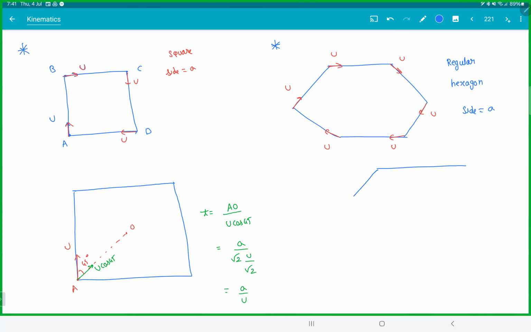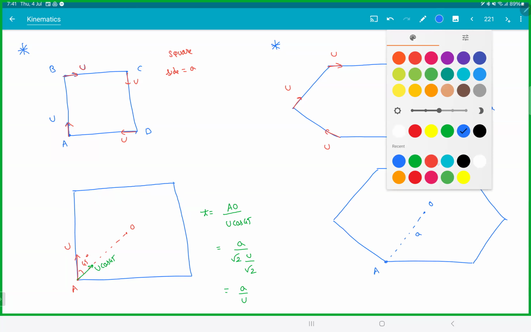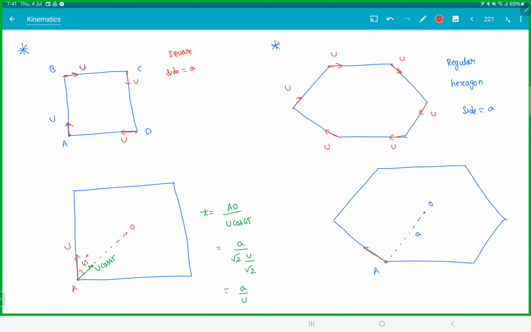Same thing for the hexagon. This is A. Now A to O, the distance is A only. It's an equilateral triangle there. If this guy is going with you, this angle is 60. So this component is U cos 60. The time will be A by U cos 60. Cos 60 is half, so A by U. Yep. Easy.